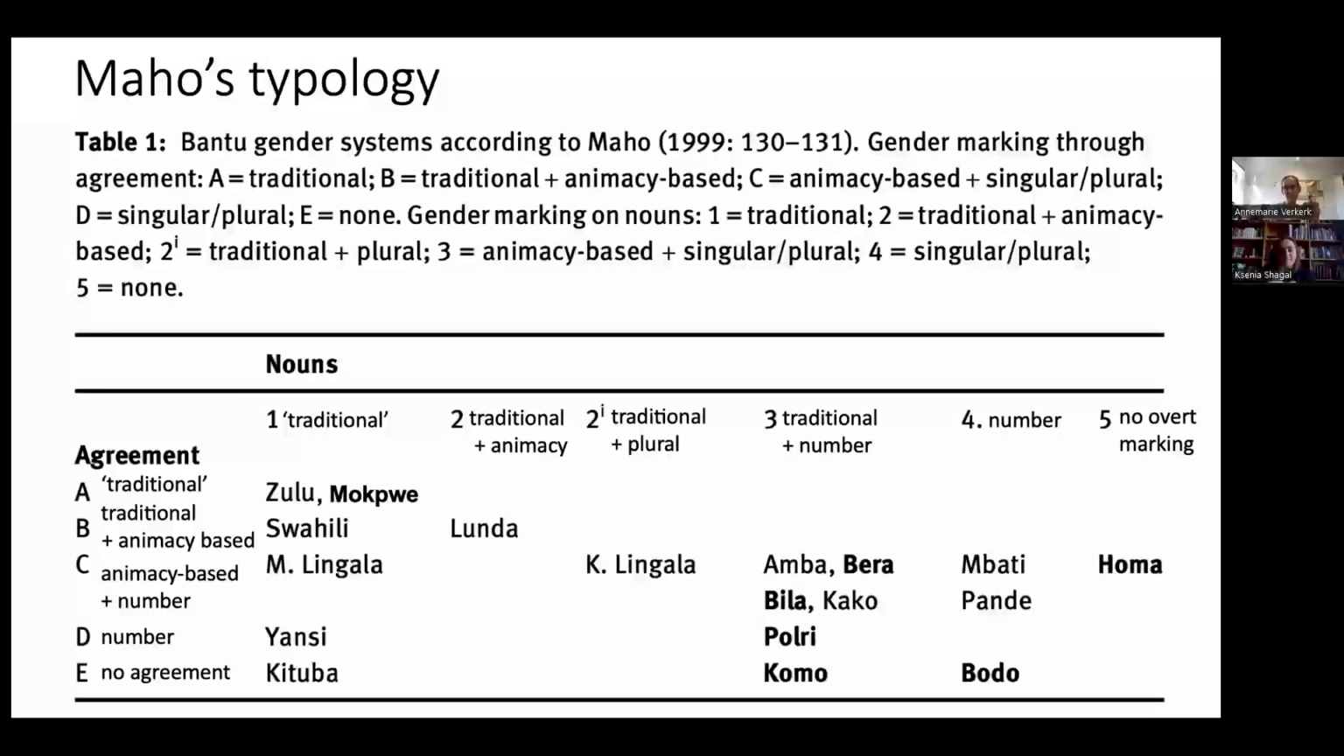Especially this idea of looking at what gender marking looks like on nouns and on agreement targets. We can have syntactic agreement and animacy-based agreement. I know this one is lame. Yeah.